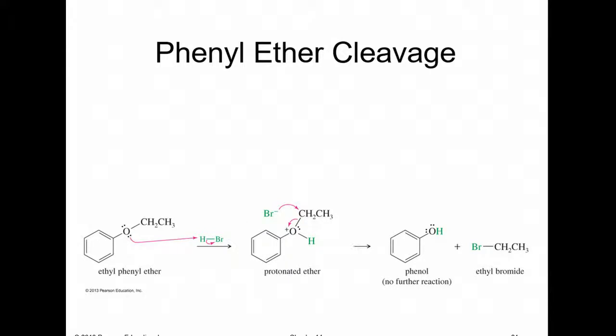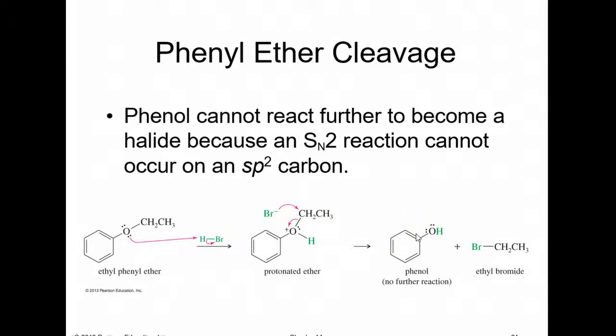Okay. Phenyl ether cleavages, however, same thing. You can cleave it in half. You get the alkyl halide from the alcohol, but at this step, the reaction stops because you cannot do an SN2 reaction on an sp2 carbon. All right, so phenol cannot react further to become a halide because SN2 reactions don't occur on the sp2 carbons. So if one of your groups is a phenol on the ether, then it just stops at the first step.